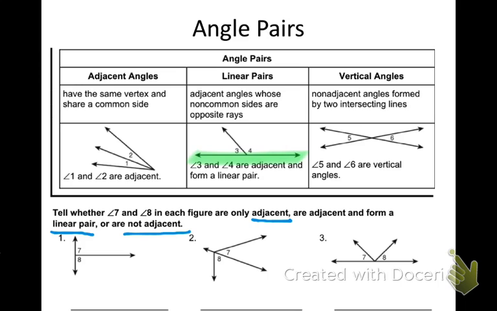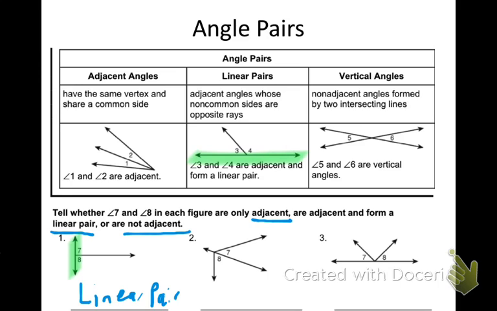Are they adjacent, forming a linear pair? So we'll call that a linear pair. Or are they not adjacent? Looking at number 1 there. What do you think, Noah? What would number 1 be? I agree, they are adjacent, but they also are a linear pair. They form this line right there. Nice job.